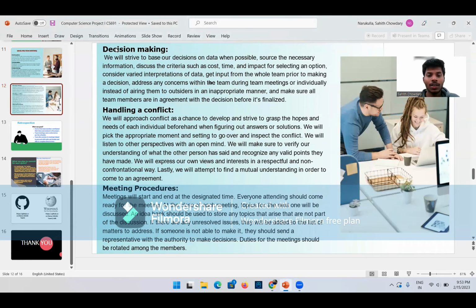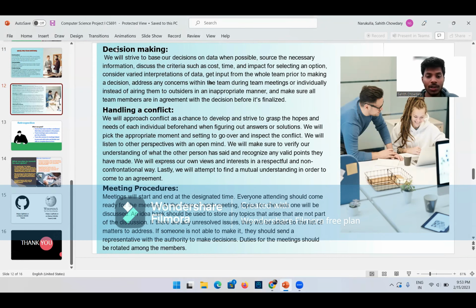And the next rule is decision making. We'll strive to base our decisions on data when possible, source the necessary information, and discuss criteria such as cost, time, and impact for selecting an option. Consider varied interpretations of data, and get input from the whole team prior to making any decision. Address any concerns with the team during the meetings or individually instead of airing them to outsiders in an inappropriate manner, and make sure all team members are in agreement with the decision before it's finalized.